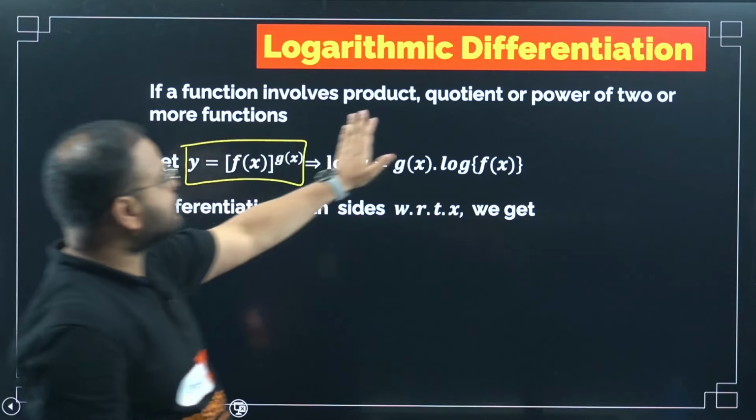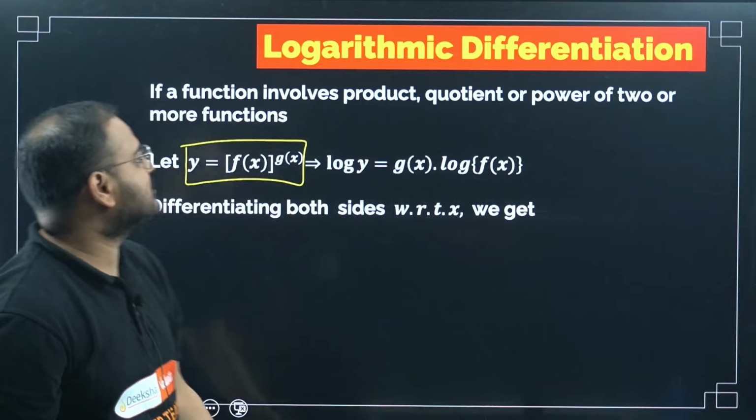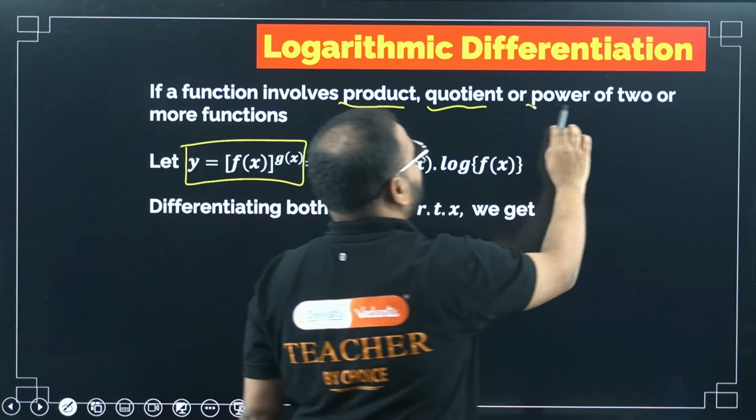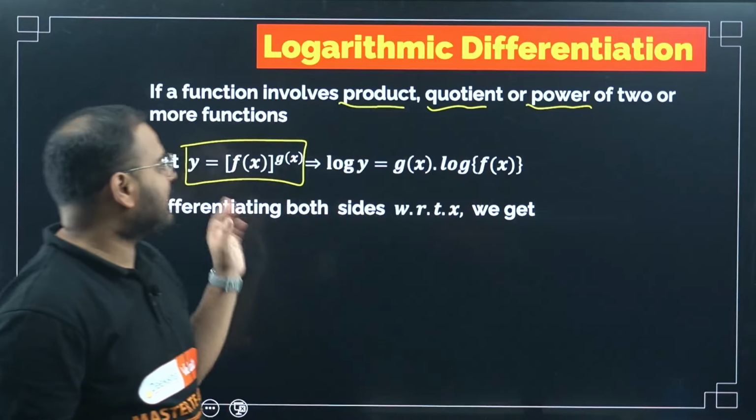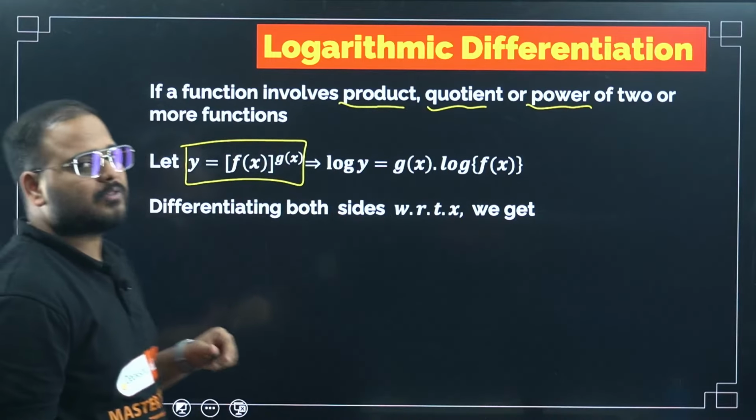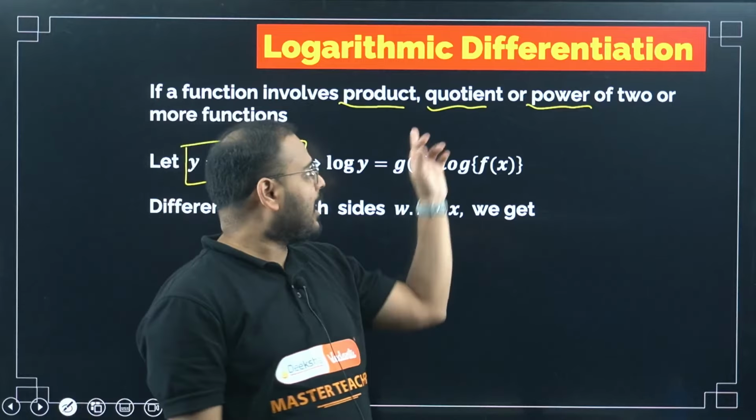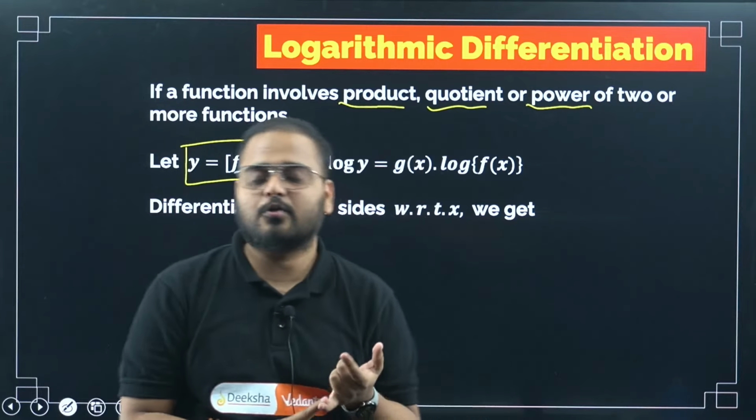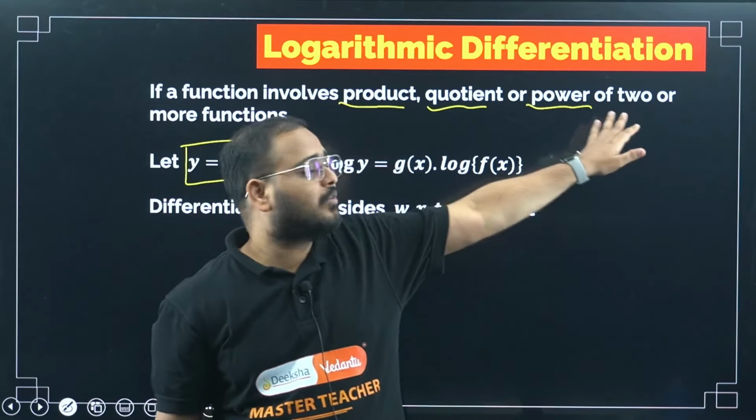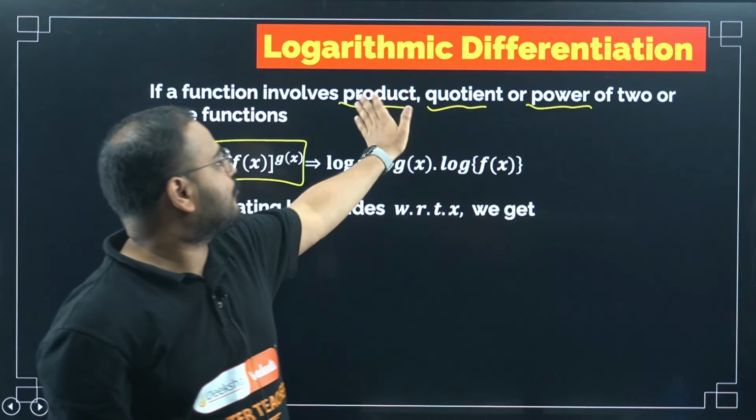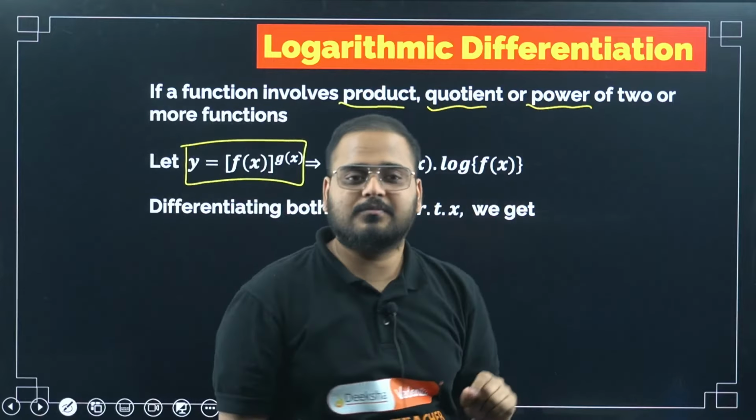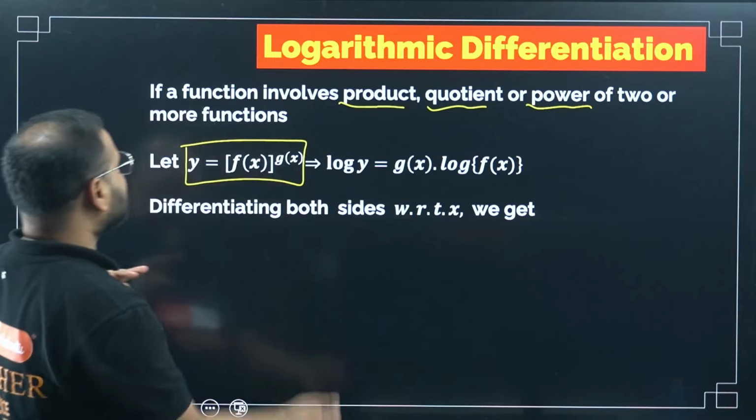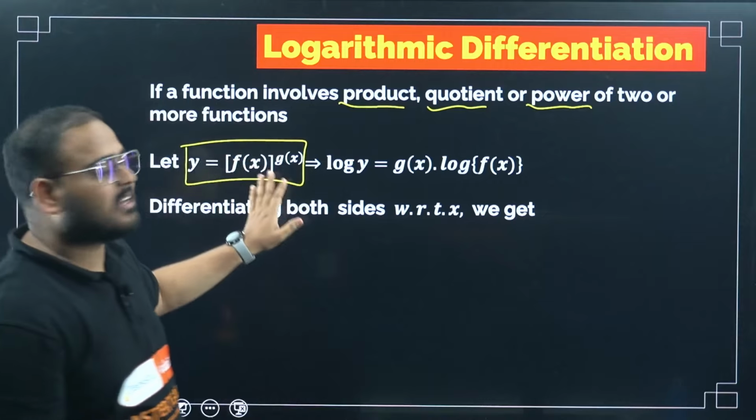So if a function involves product, quotient or power, means if these forms are present, I can simply apply log on both sides. I don't have to answer why, because if I have power, quotient, product, I have these rules in logarithms. Log of product, product rule we have, quotient rule we have, power rule also we have. In that case, I can actually simplify this much easier. So that's why, see, the example is taken in the case of power rule.